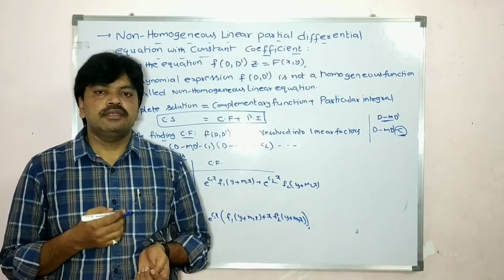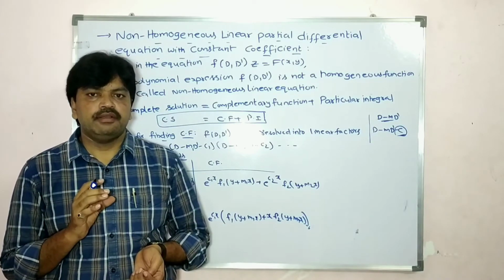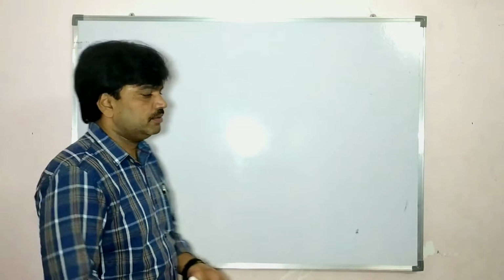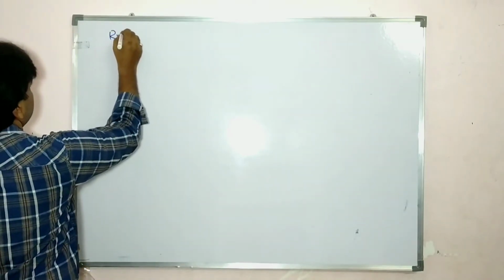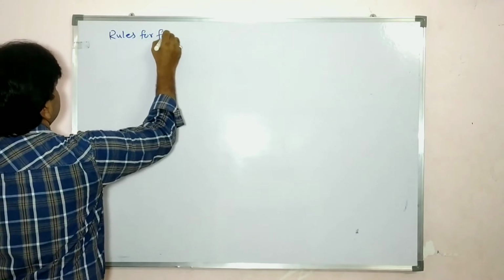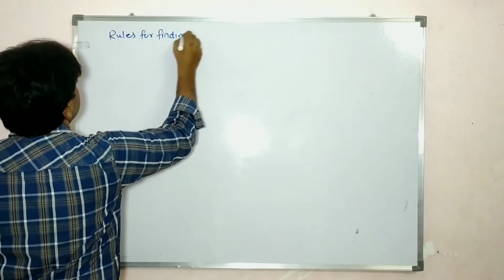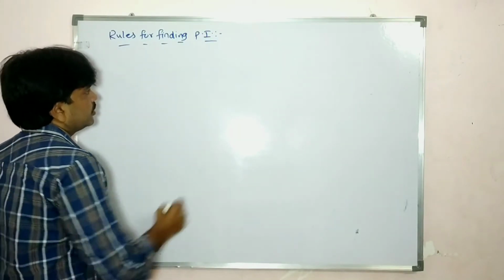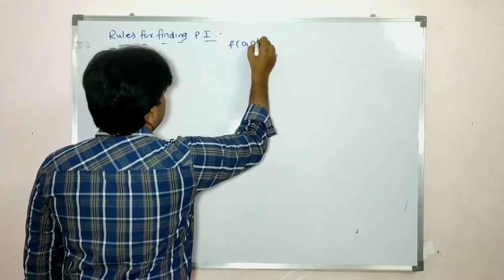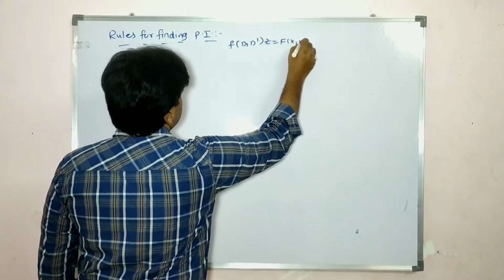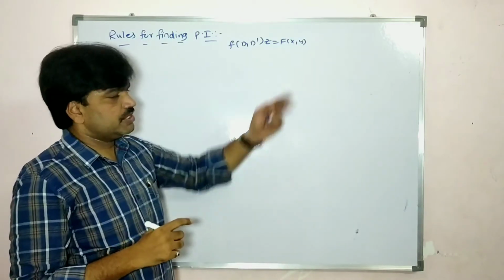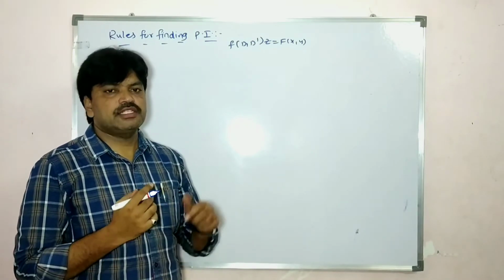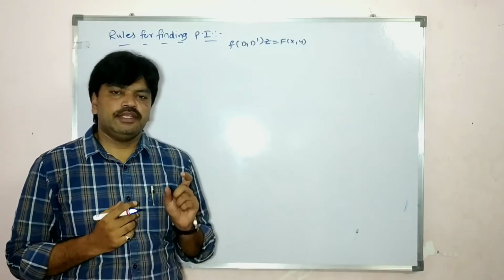Let us see the rules for finding the particular integral. Write, students, rules for finding particular integral. Here also, what is the equation, students? F of D comma D dash into z is equal to f of x y. Based on the function f of x y, again we discuss four cases, as we discussed in the homogeneous linear equation.